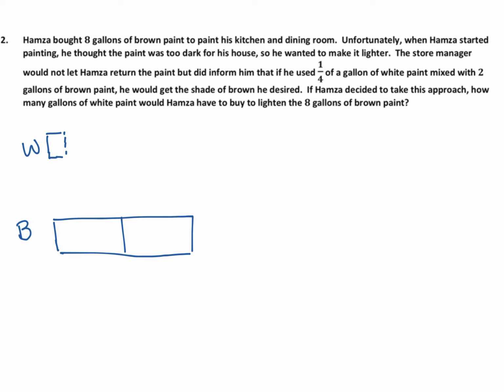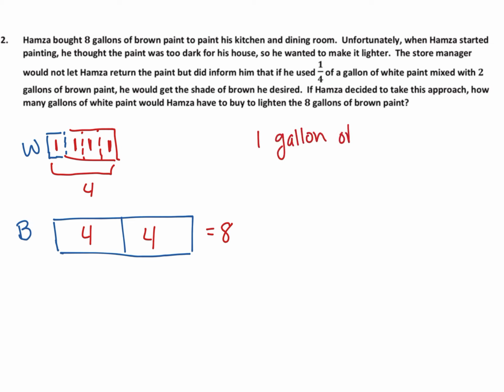So he has 8 gallons of brown, which means each box needs 4. But if this is 1/4 and the whole thing is 4, each quarter section would only need 1 to make that whole piece. So he needs 1 gallon of white paint.